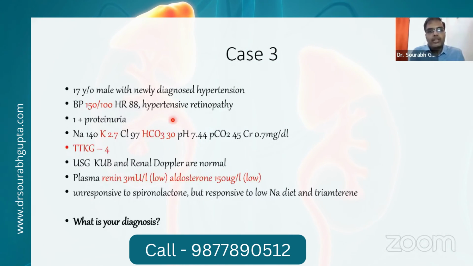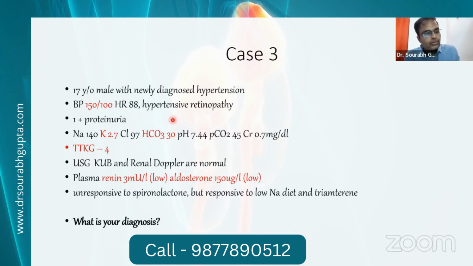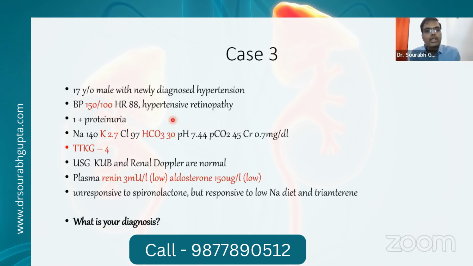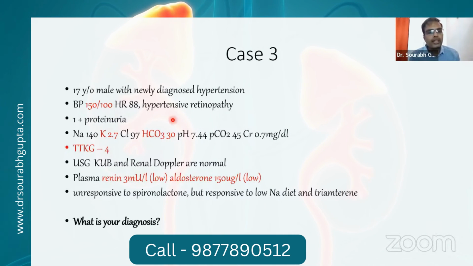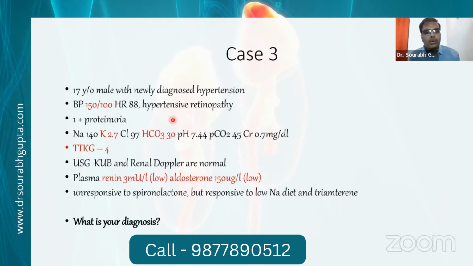So coming to our case number 3. This is a 17-year-old male. He's newly diagnosed with hypertension. He's severely hypertensive. Blood pressure is 150 by 100. He has hypertensive retinopathy, and there is mild proteinuria.